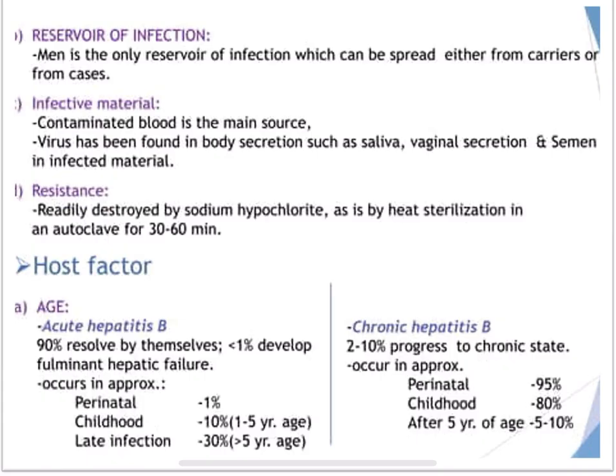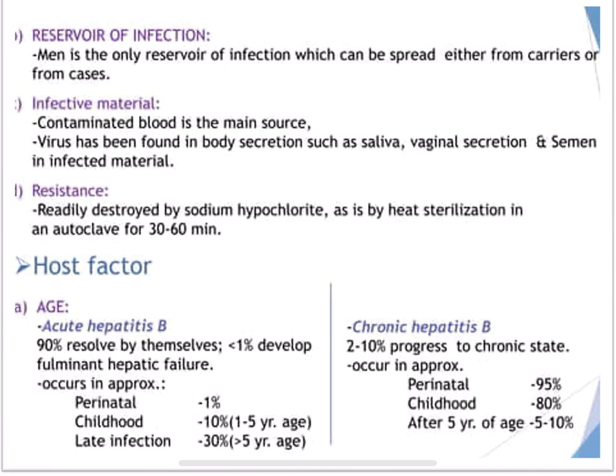Starting with age. Acute hepatitis B. The outcomes of HBV infection are age dependent. Acute hepatitis B occurs in approximately 1% of the perinatal, 10% of the early childhood, that is 1 to 5 years of age, and 30% of the late, more than 5 years of age, HBV infections.